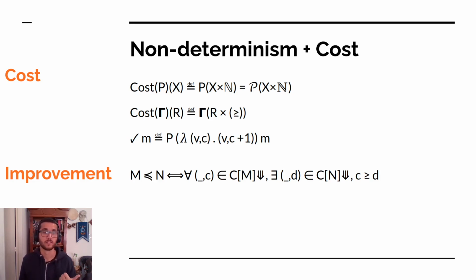So finally, we obtain a definition of improvement that says that M is improved by N if and only if in every context, for every possible value in the valuation of M, there is a value in the valuation of N that requires less or equal cost to be computed.